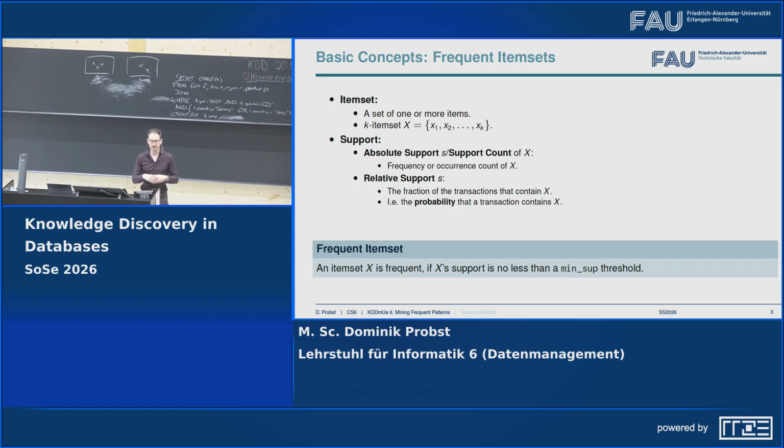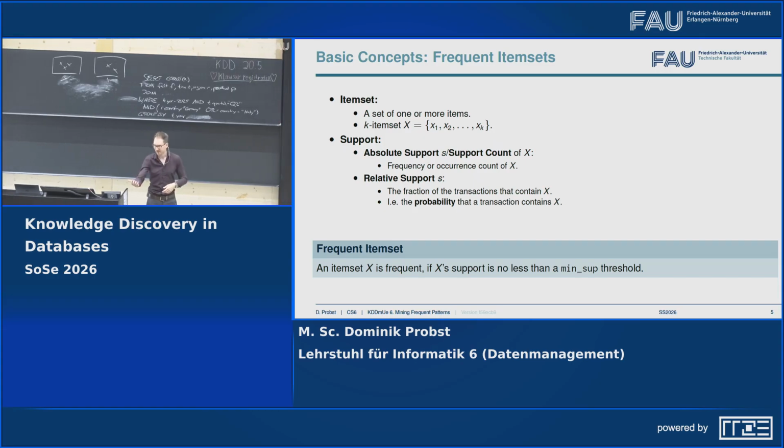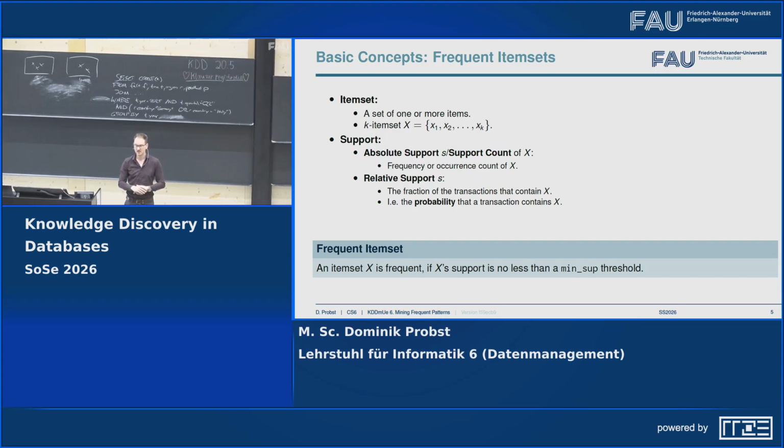And then we can have the relative support, which is just in how many percent of a database does this item set occur. So if beer and diapers again occur 3 times and we have 100 transactions in our database, the relative support would be 3% for that item set.